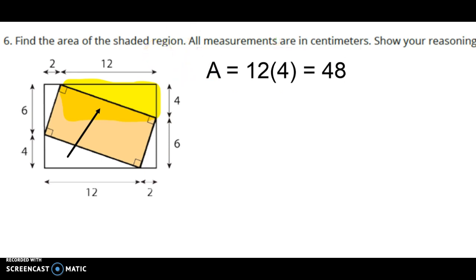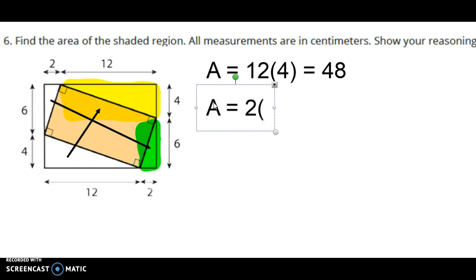Now that still leaves me with these smaller triangles, but once again, if I take one smaller triangle and I add that area to the other identical smaller triangle, what I really have is a parallelogram with these dimensions. Area equals base times height. So I'm going to say area equals 2 times 6, which equals 12.